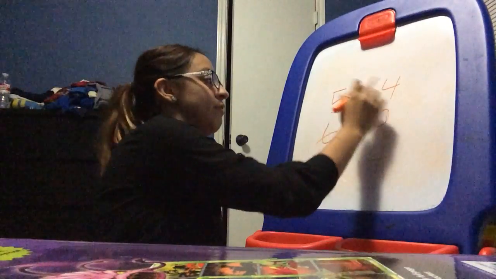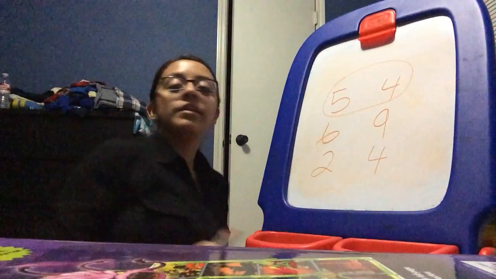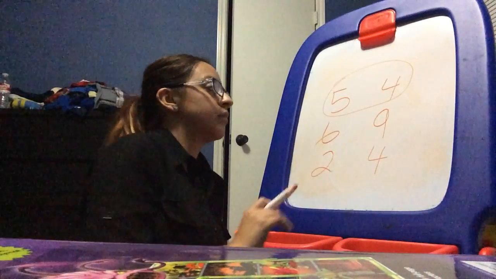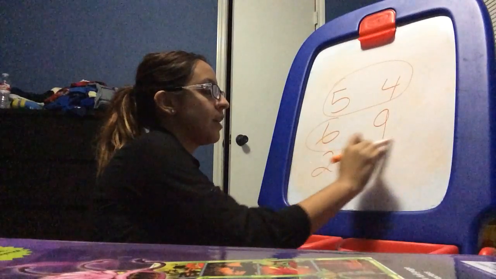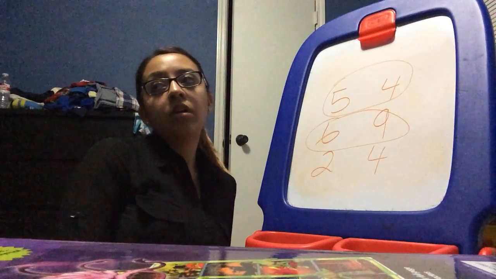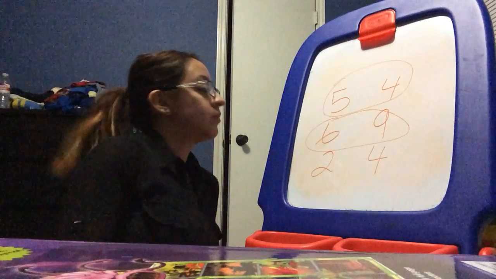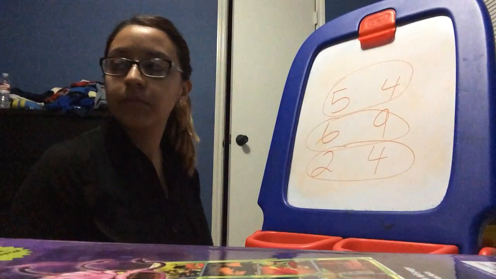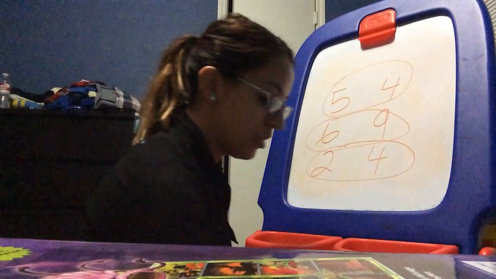Okay, 5 and 4. Which number is smaller? This time we're saying smaller. 4 is smaller than 5. Good job. What about 6 and 9? Which number is smaller? 6 is smaller than 9. Good. What about 2 and 4? Which number is smaller? 2 is smaller than 4. Good job.